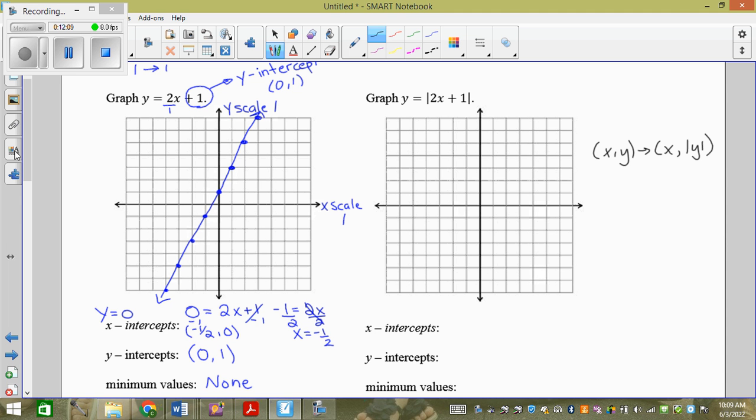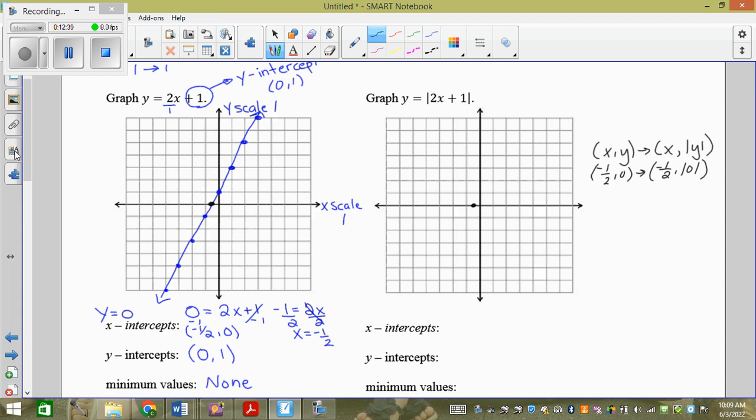Now, why is the x-intercept so important? Is the x-intercept going to change? If I go negative 1/2, 0, and I take it and I get negative 1/2, the absolute value of 0, what's the absolute value of 0? 0. So does it change? No. So that one's going to stay.